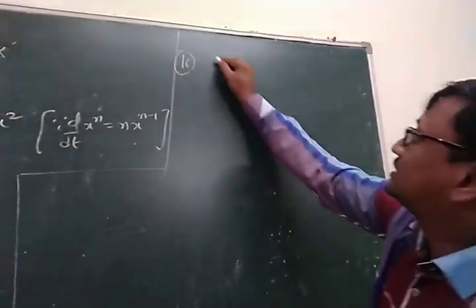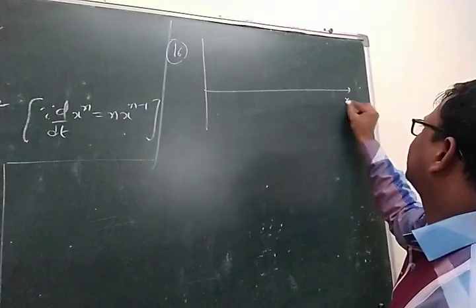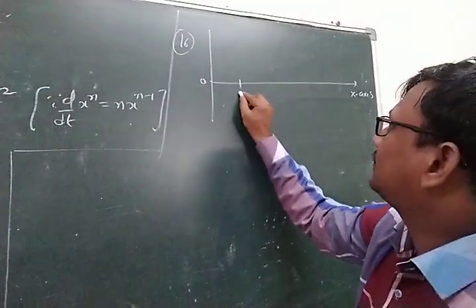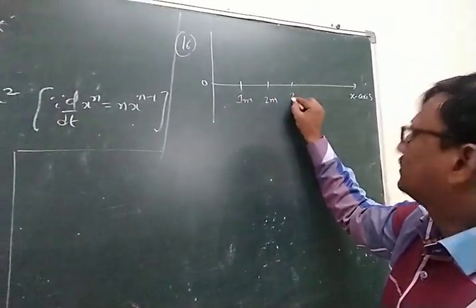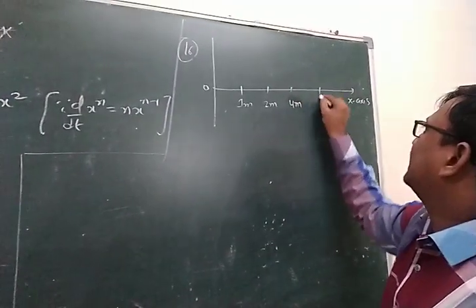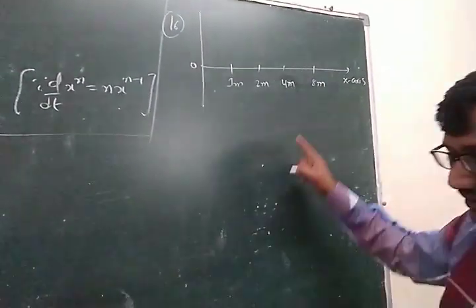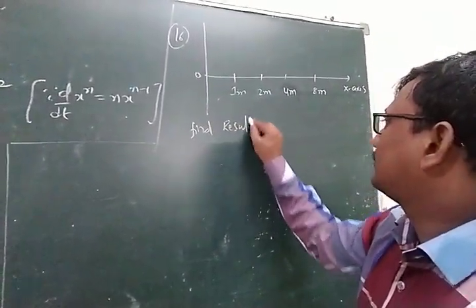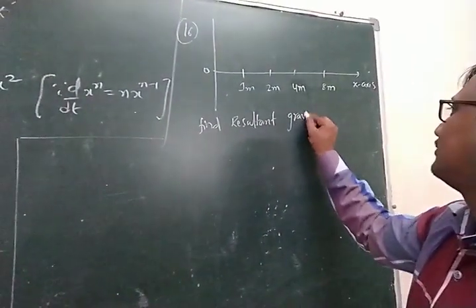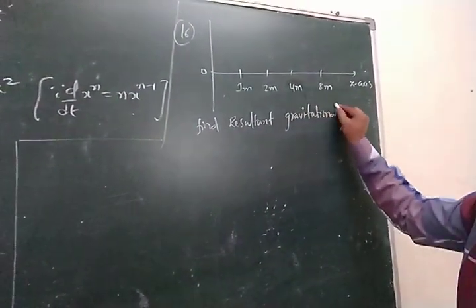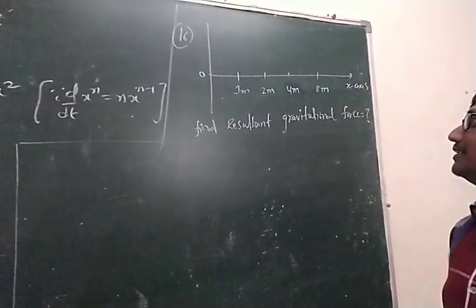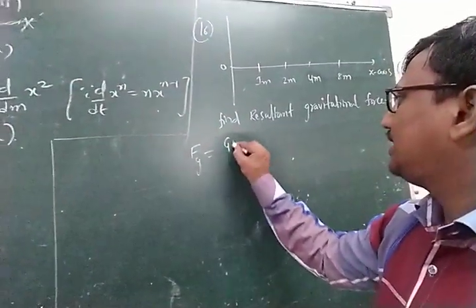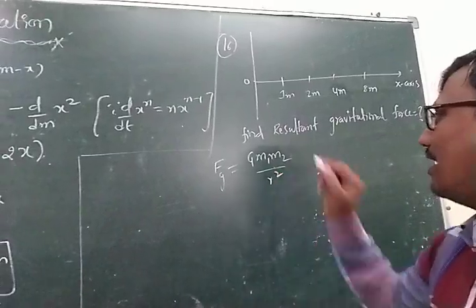See, here this is the origin on the x-axis, and the distances are given as 1 meter, 2 meters, 4 meters and 8 meters. Then find the resultant gravitational force. We know the gravitational force Fg is equal to G m1 m2 by r square.